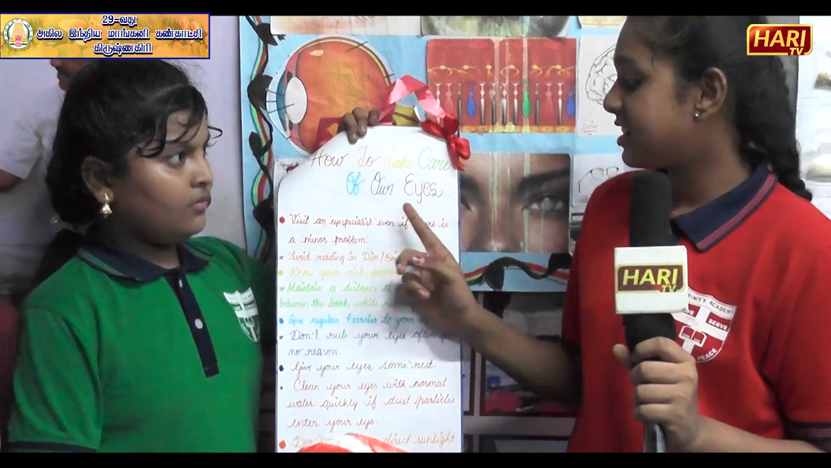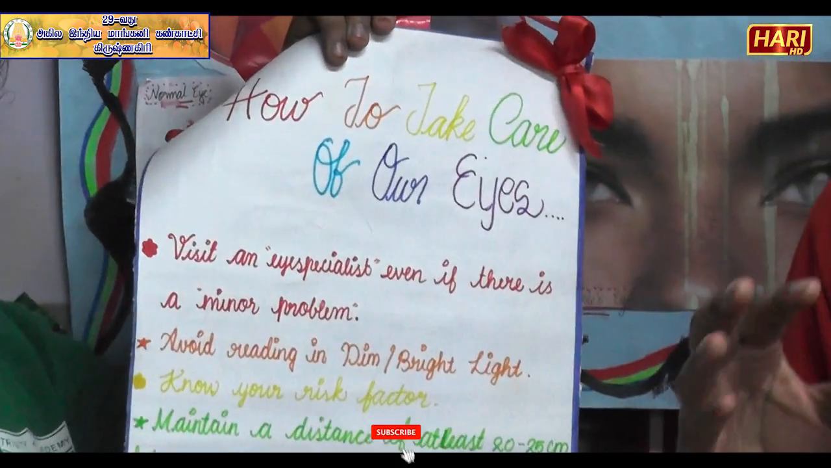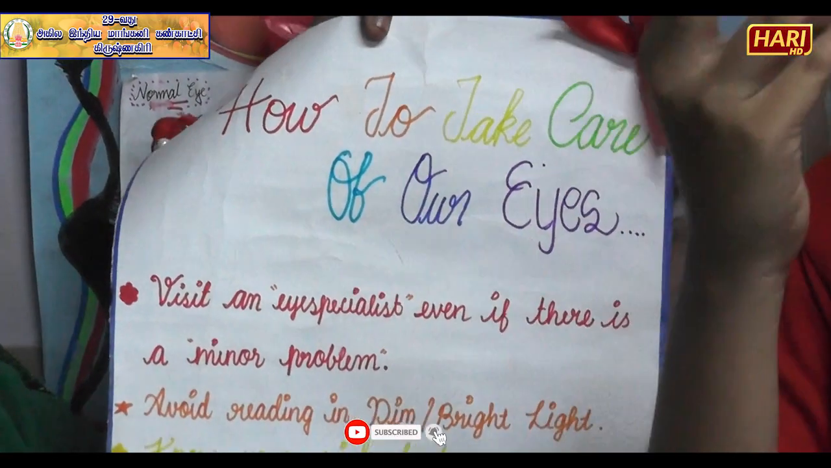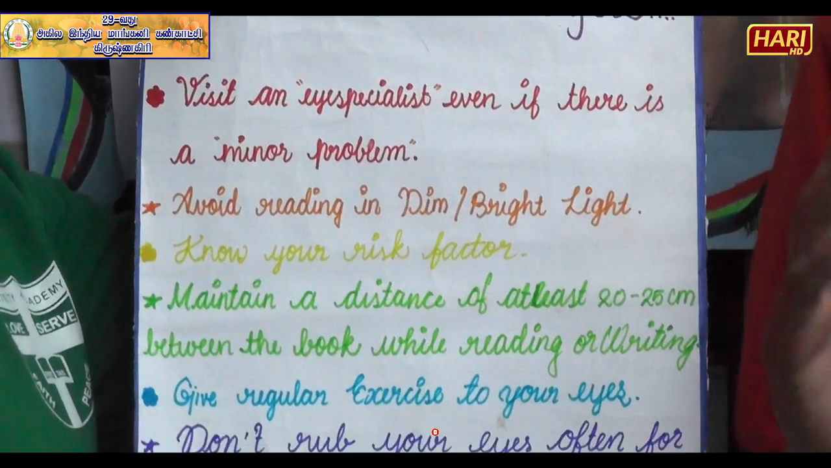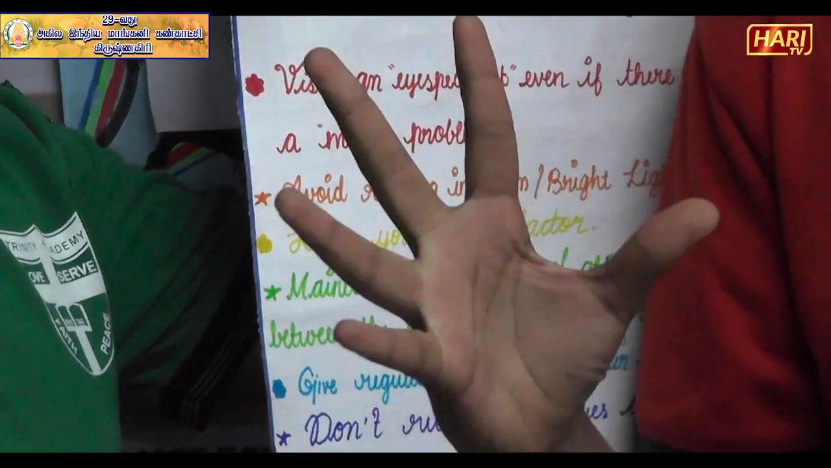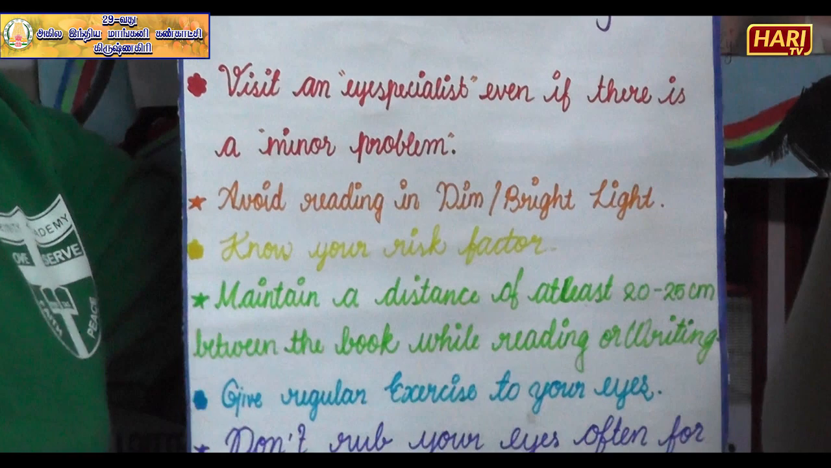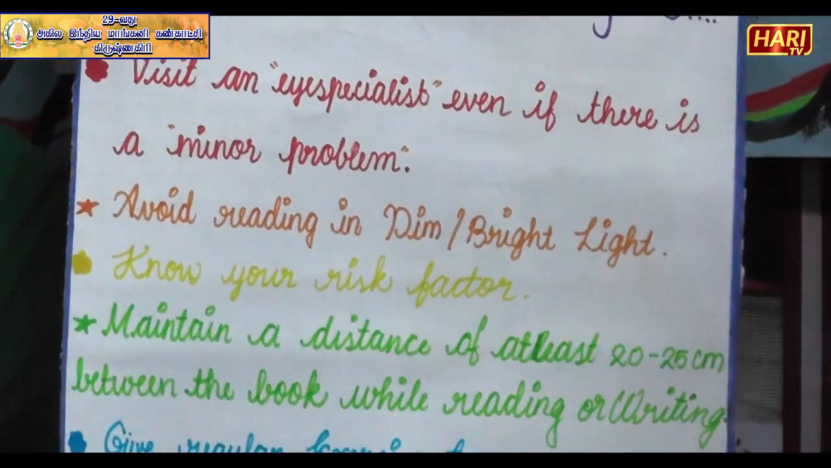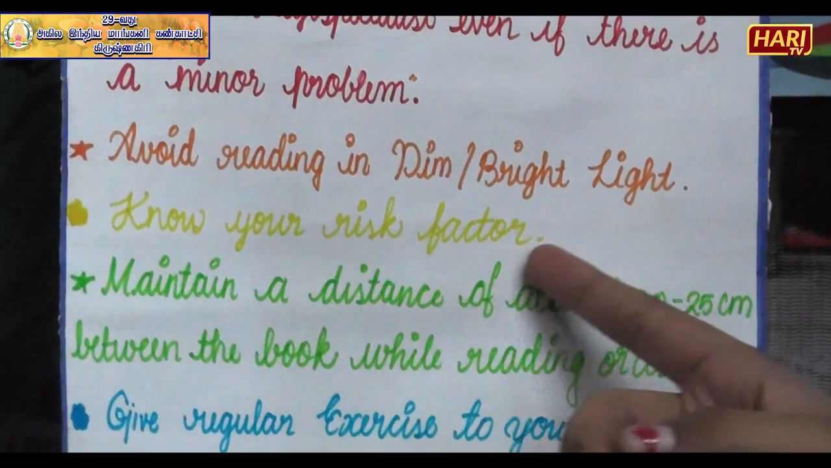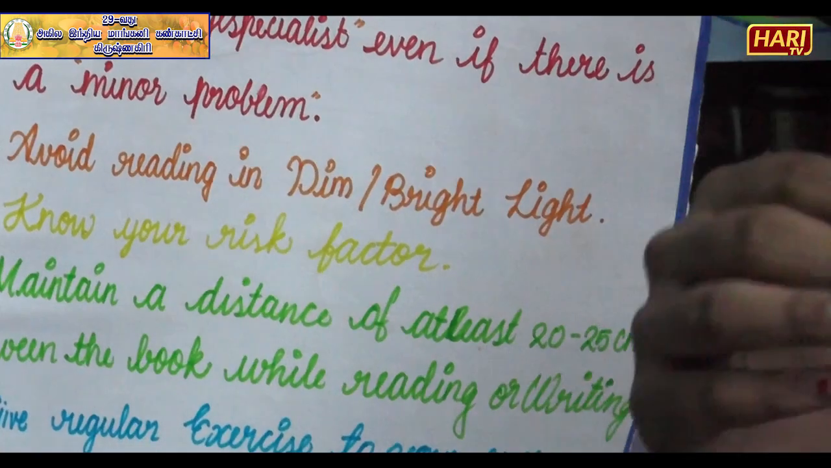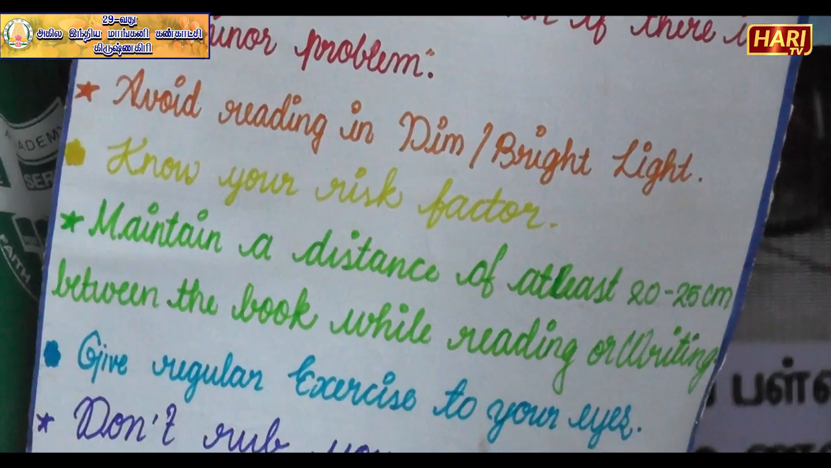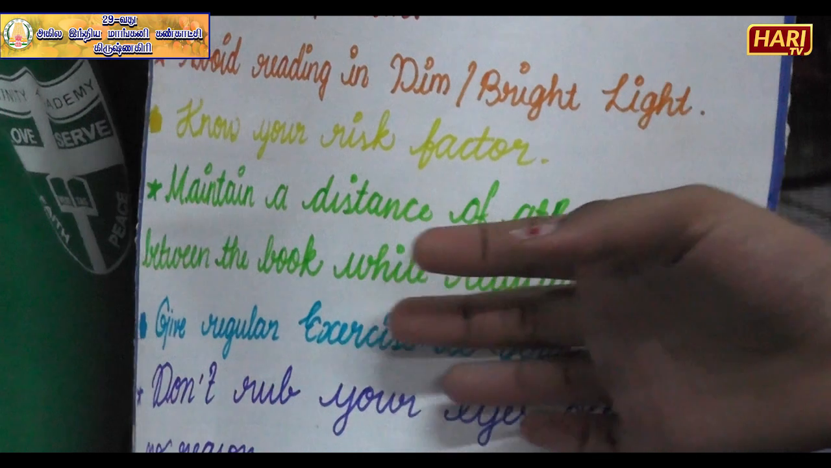Visit an eye specialist even if there is a minor problem, like dust particles falling in your eyes. Avoid reading in dim or bright light. We should not read in very bright light or in very low light, as it gives eye strain. Know your risk factor. If you are an old aged person, you should know how to take care of your eyes and prevent defects.